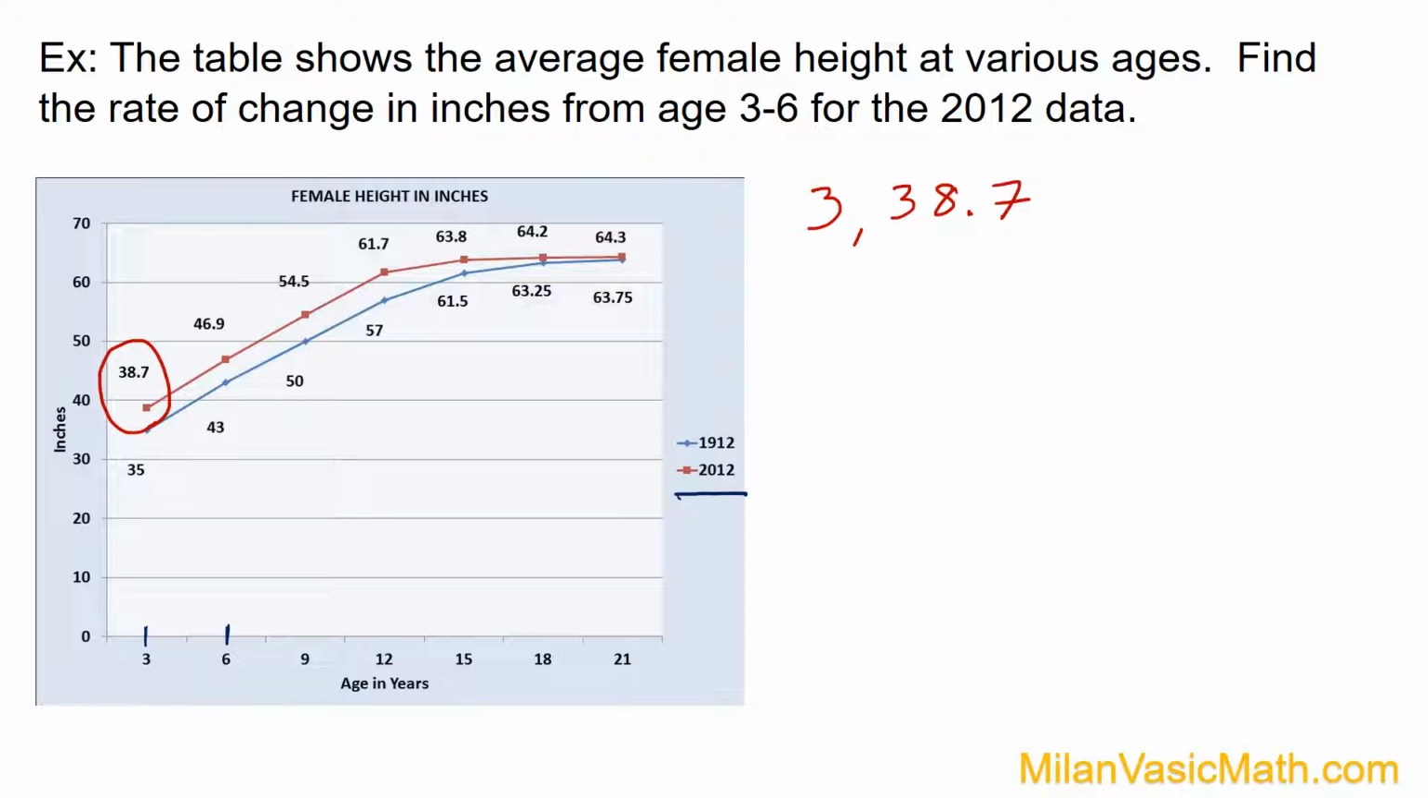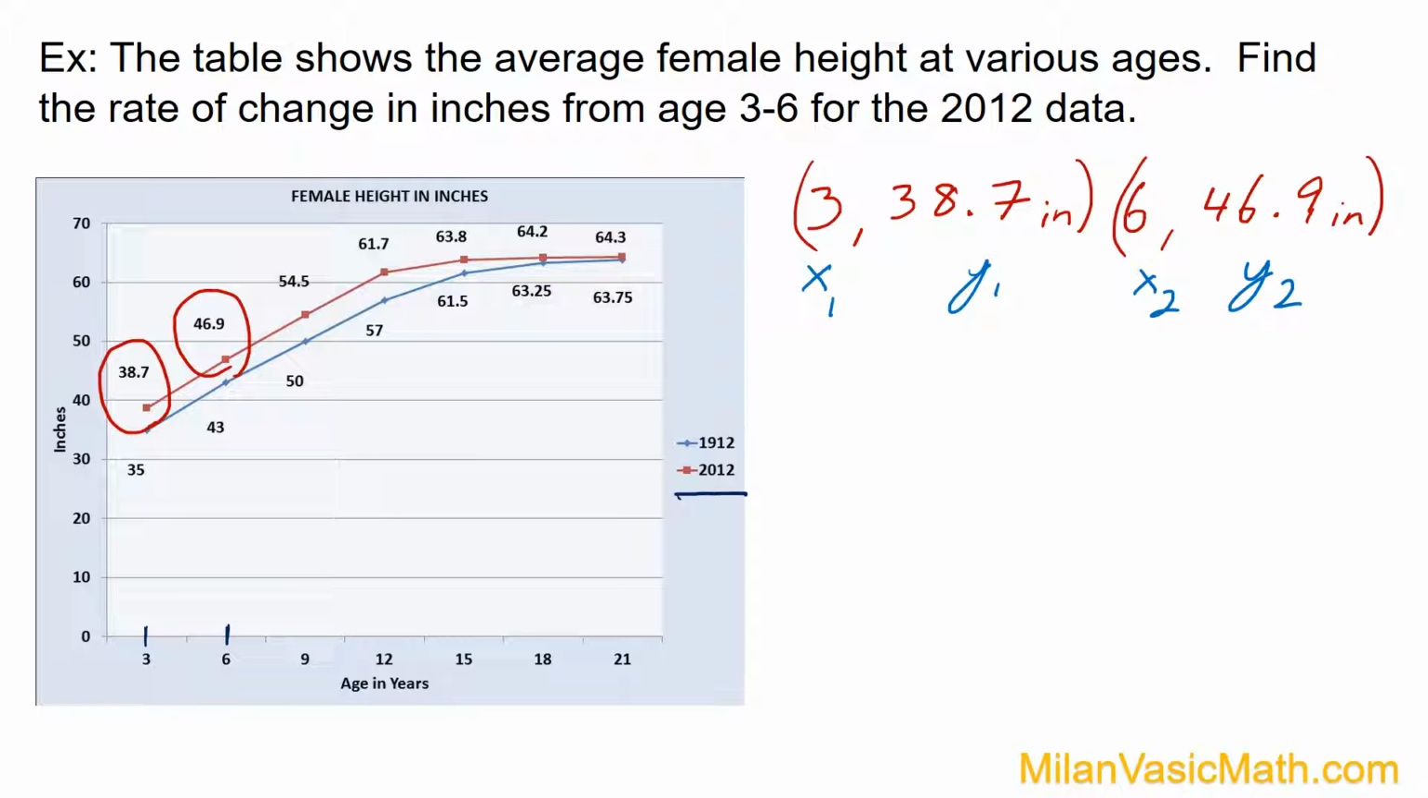38.7 inches. And the other one at 6, it's 46.9 inches. And the rate of change is slope. So we're going to do exactly the same thing we've been doing before. x1, y1, x2, y2. The main difference is that now we're going to have to use units correctly.